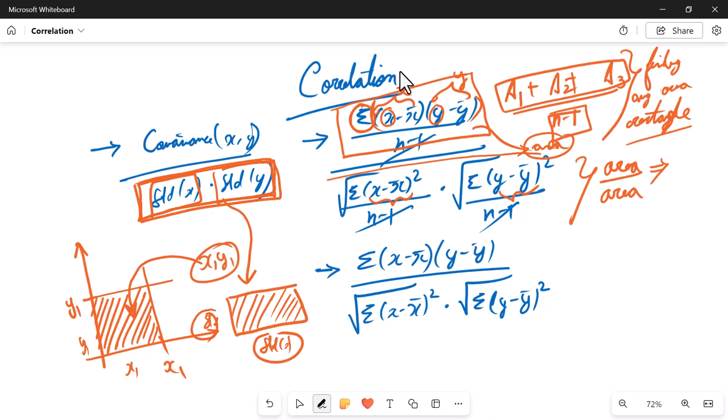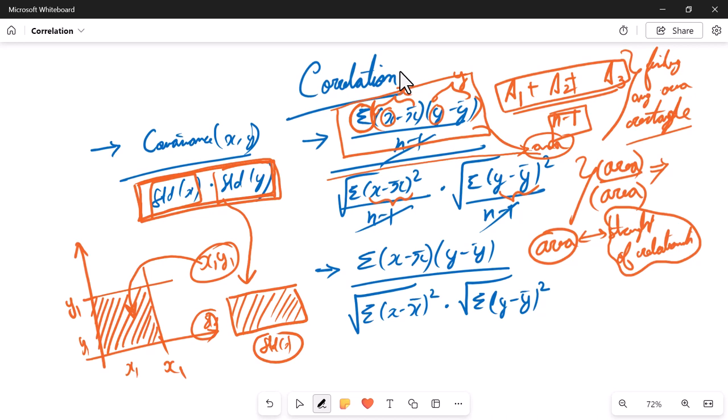Now, the main question that arises after this description is how are these areas special? Why are we choosing these areas for quantifying the strength of relationship between two variables? How is area related to the strength of relationship? How does the area of some rectangles help us quantify the strength of relationship between the two variables? This is the immediate question that arises after this description that I've just made.